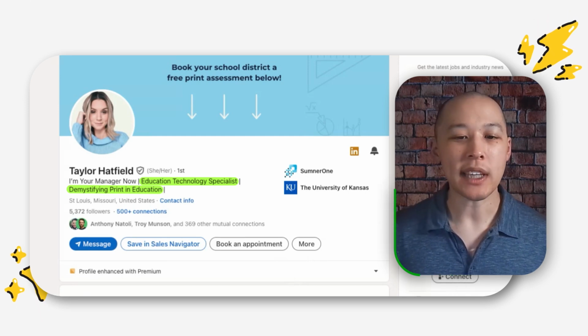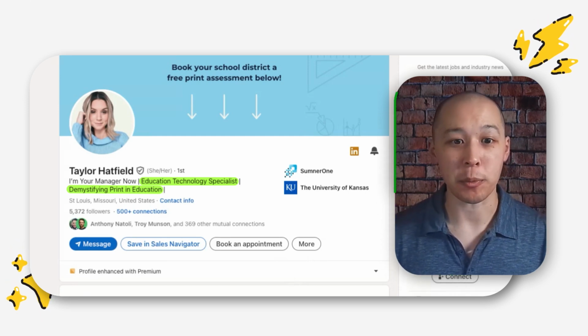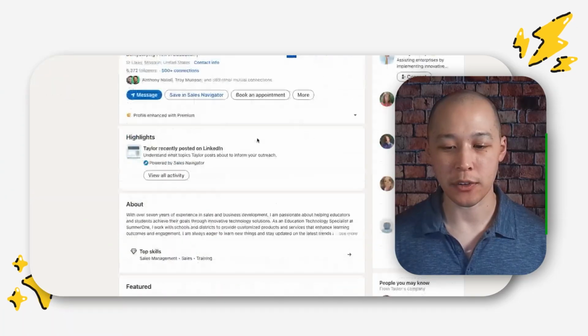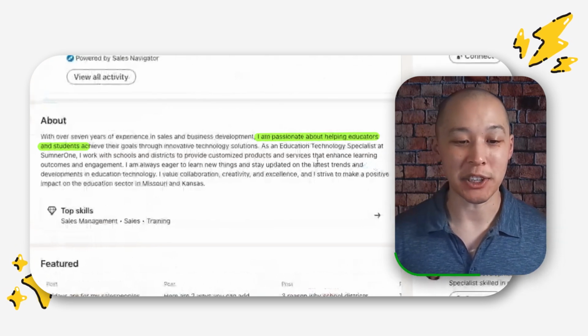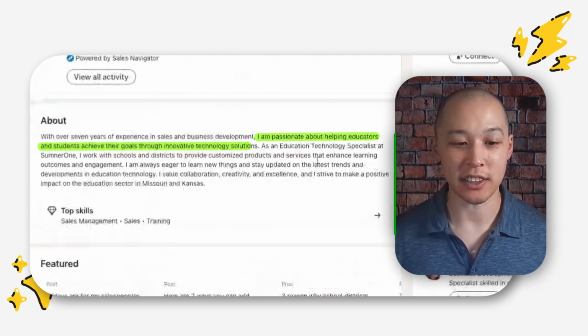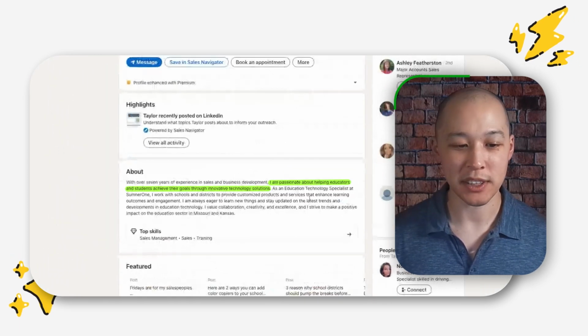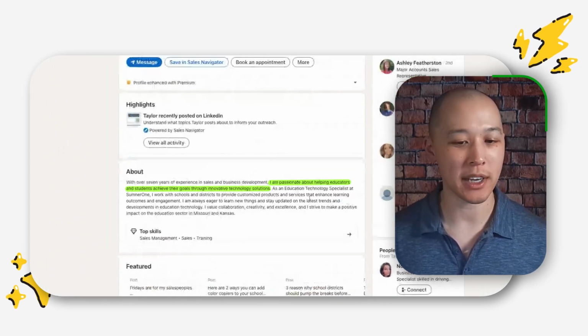Her headline, one thing that really sticks out, especially when you go to her profile, is everything is geared towards communicating to the audience that she serves. School districts, it talks about education technology, etc. When you start to look at her about profile here, hey, I'm passionate about helping educators and students achieve their goals through innovative technology solutions. Here's who I work with. Here's some of the things that we help with, right? Great about section here.